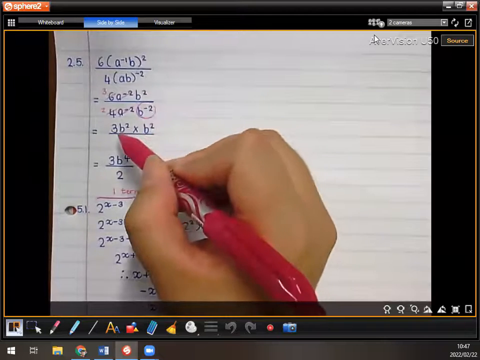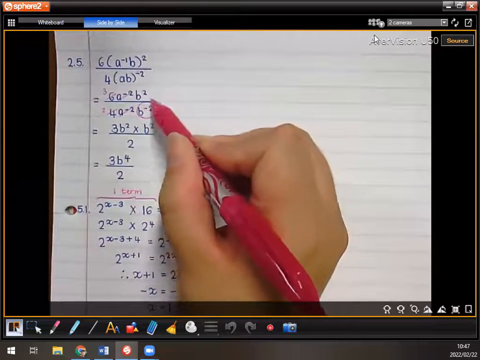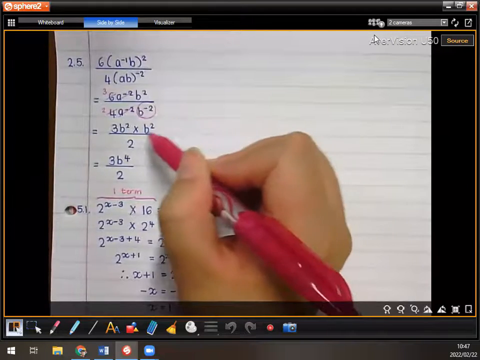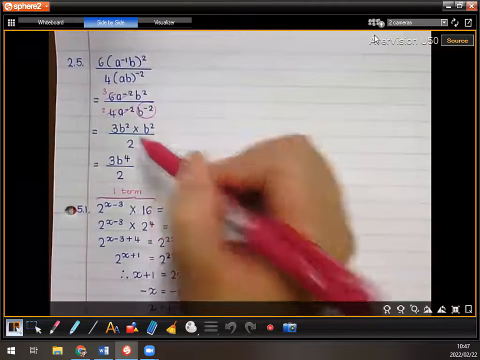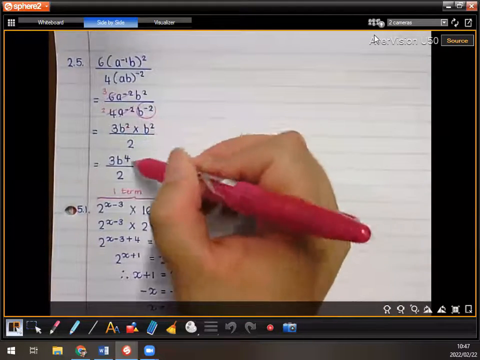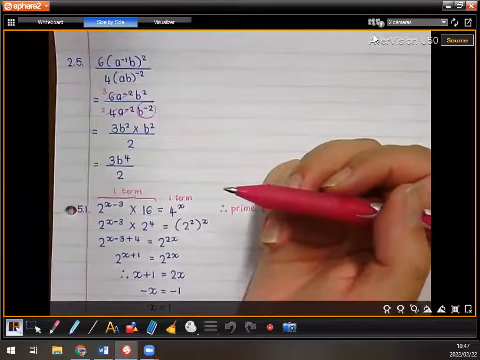I have a B squared at the top of this, B to the negative 2 at the bottom, because it has a negative exponent, it has to move up. And then I'm left with that 2 at the bottom as well. And then the last step was just to multiply B squared and B squared.